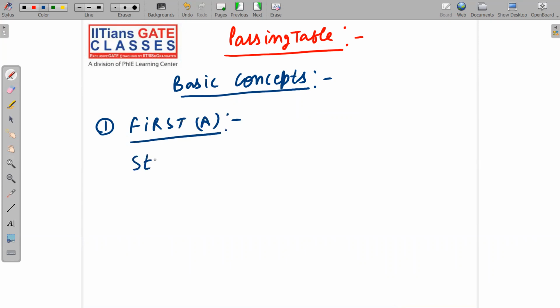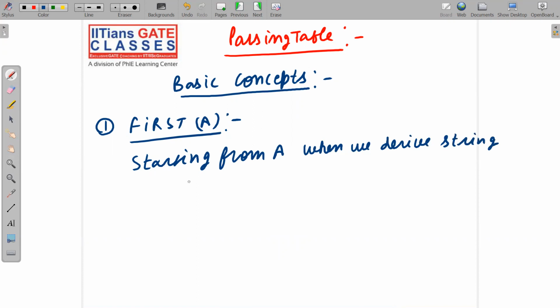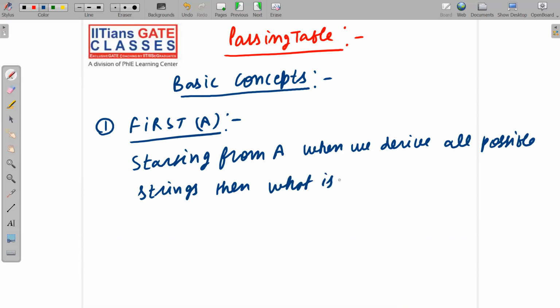So what is first of A? Starting from A, when we derive strings, or rather we should say when we derive all possible strings, that is a better way, then what is the first terminal symbol?